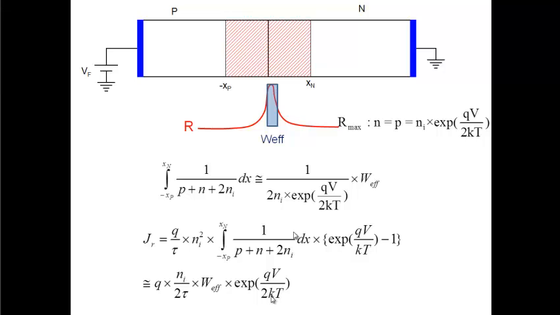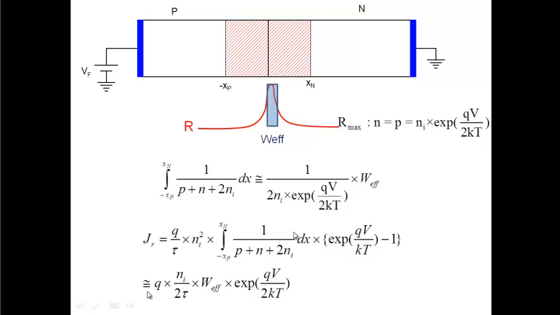Now, I have brushed aside the difficult part into W effective, right? Because the integral is difficult to do analytically, it's just time consuming. It's not that conceptually difficult, but I've brushed everything in, the fact that R is changing, aside and put it into a W effective here. But I've got an expression for current.